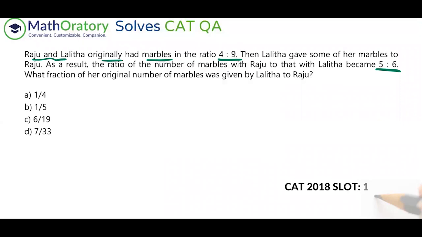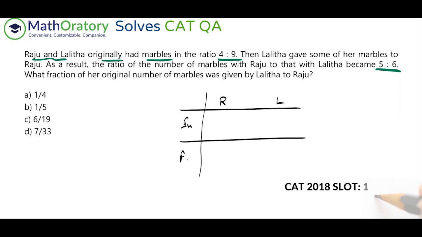So we have Raju and Lalita, initial and final. What I'm going to do is take the ratio as values, but then I'll just box it up, so I know that these two are related to each other. And finally, we have 5 is to 6. So again, something like this. It's just a visual representation as you do in LR and stuff. So you just take this as boxes. Now you know that these two numbers are related and these two numbers are related.